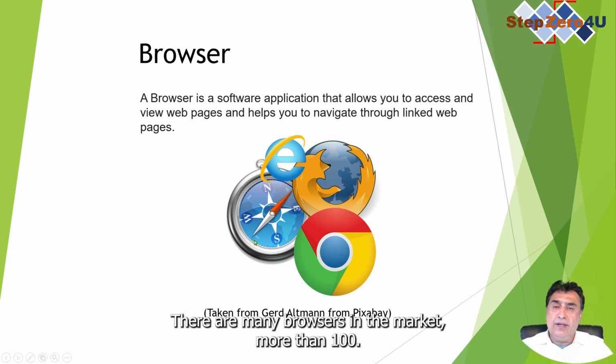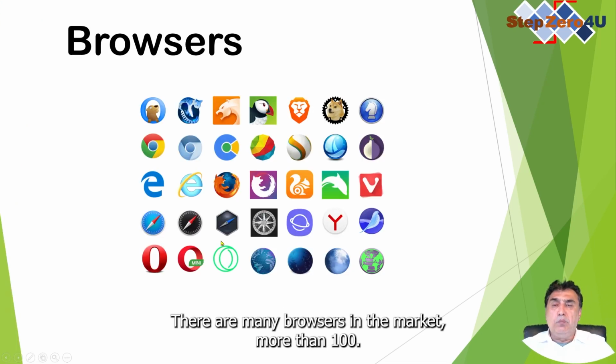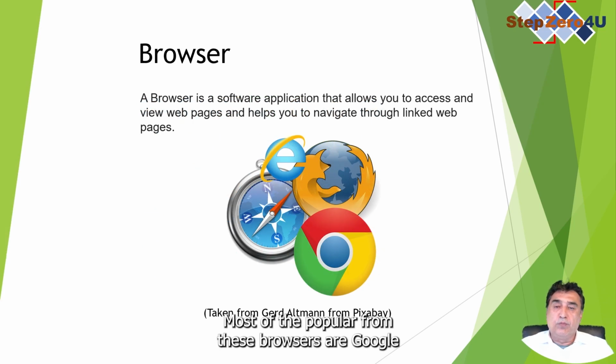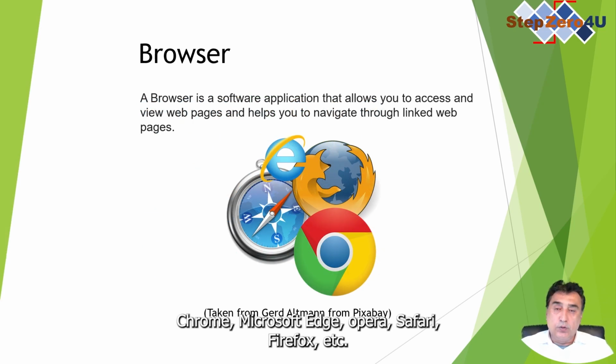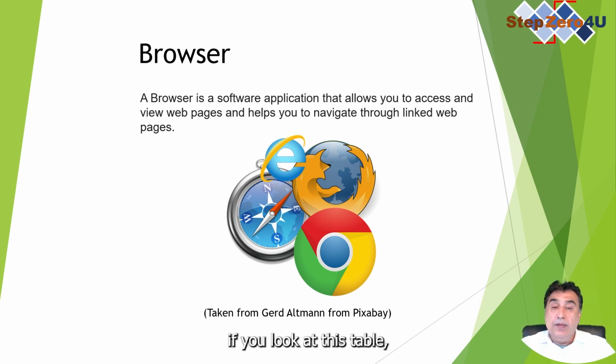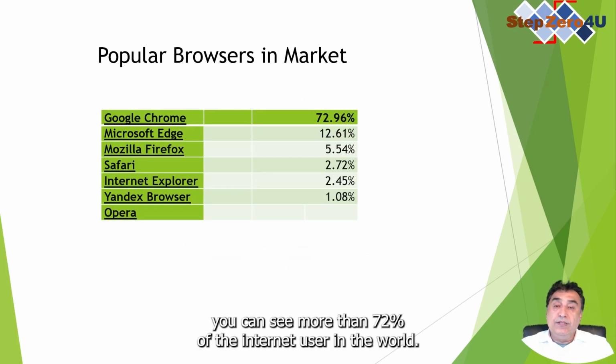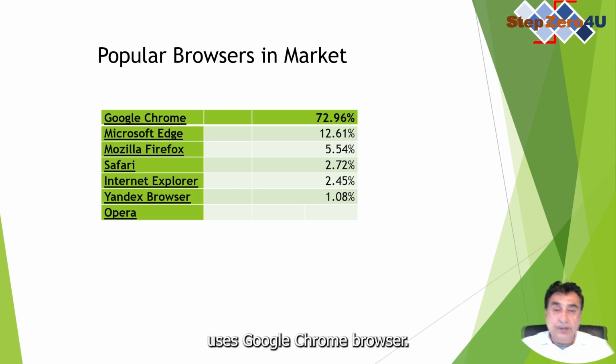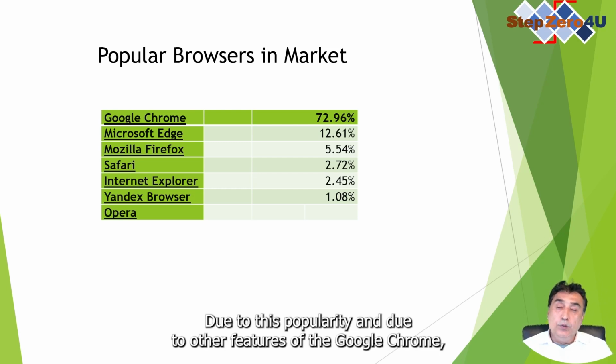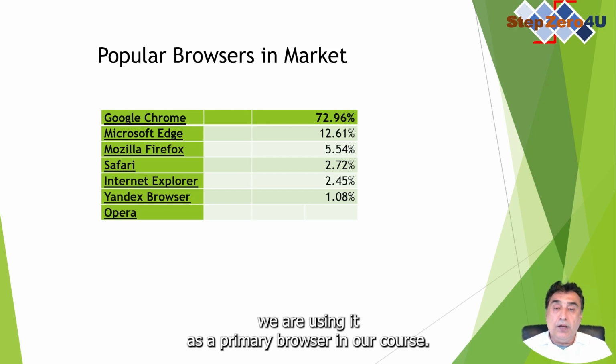are linked. There are many browsers in the market, more than 100, but most of the popular ones are Google Chrome, Microsoft Edge, Opera, Safari, Firefox, etc. If you look at this table, you can see more than 72% of the internet users in the world use Google Chrome browser. Due to this popularity and due to other features of Google Chrome, we are using it as a primary browser in our course.